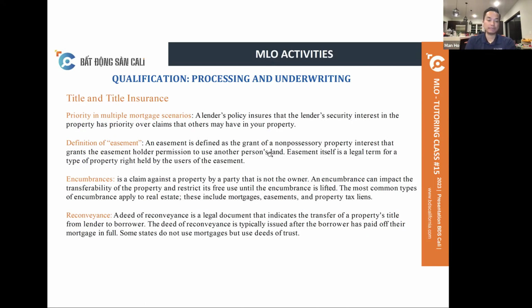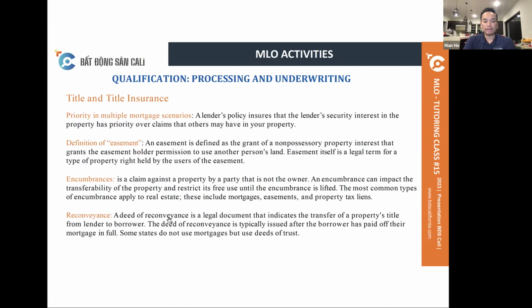Title insurance also mentioned the easement, identifying easements on the property. There may be a storm drain, an area where they're servicing the electrical pole, or a bridge, whatever. Those are called easements. Encumbrances are a claim against a property by a party that is not the owner. You owe somebody money, either hard money or a lien or whatever.